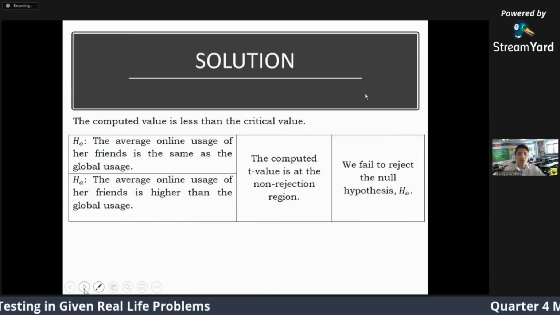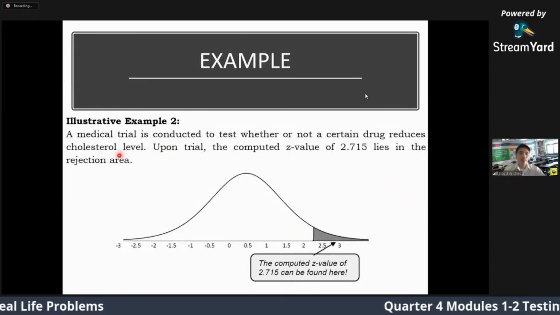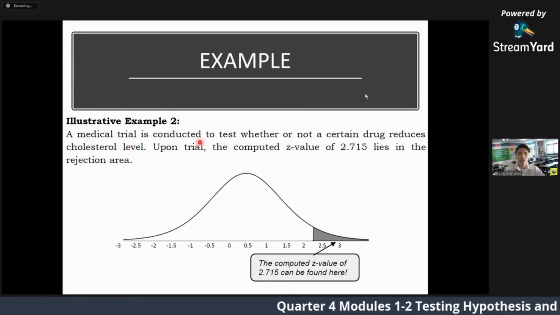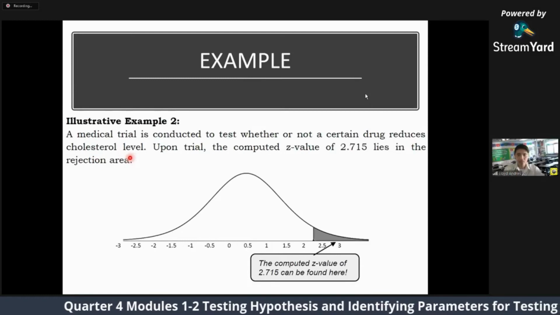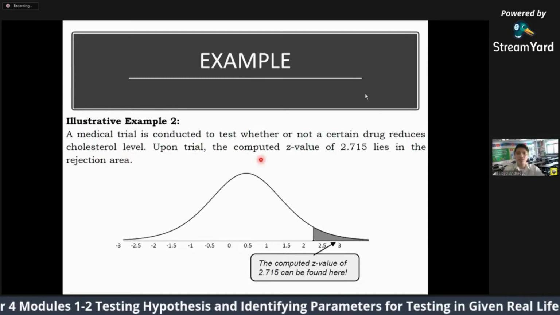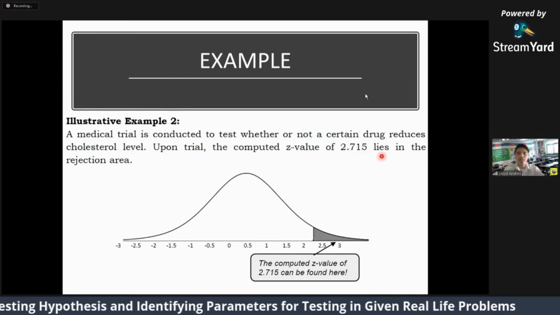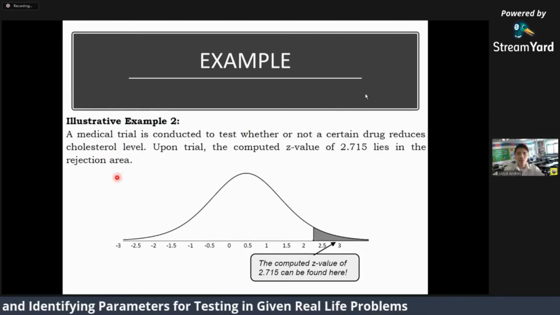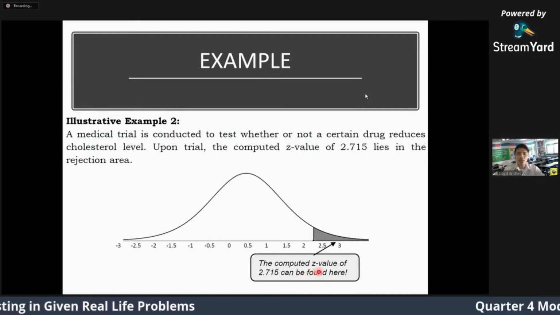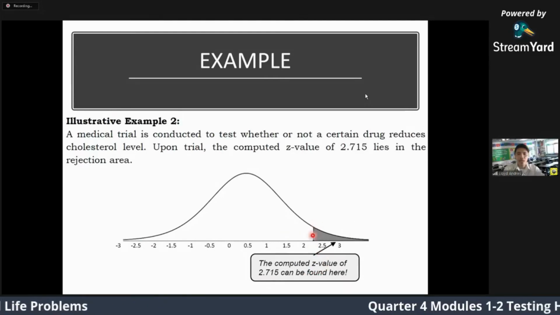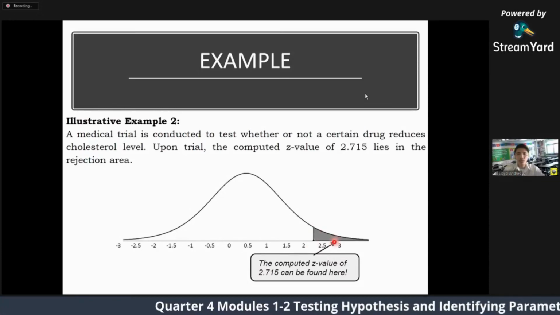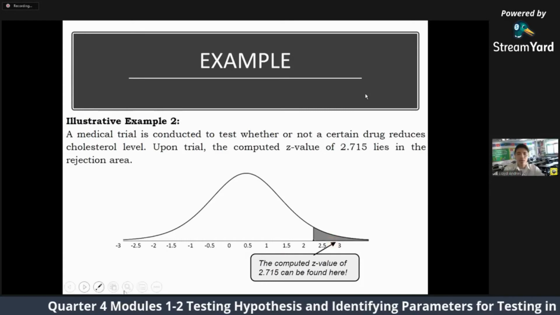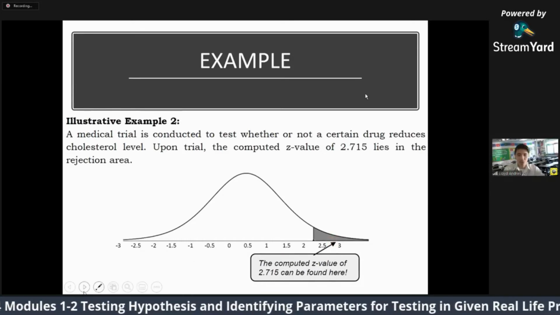So, another example. A medical trial is conducted to test whether or not a certain drug reduces cholesterol level. Upon trial, the computed z-value of 2.715 lies in the rejection area. If we illustrate, the critical value is somewhere here, and the computed value 2.715 clearly belongs to the rejection region.